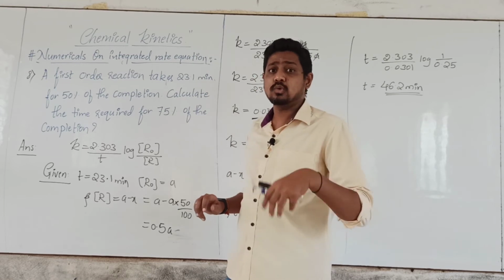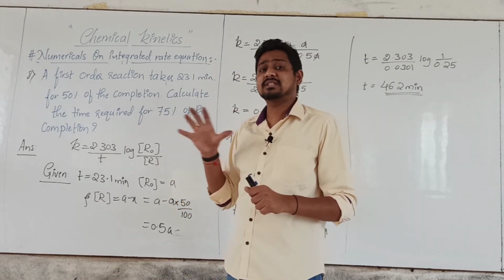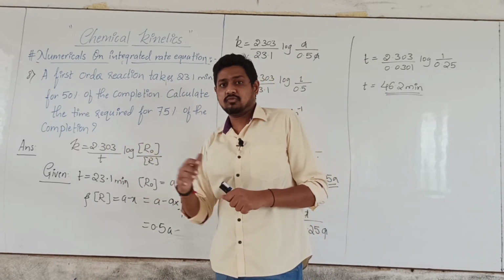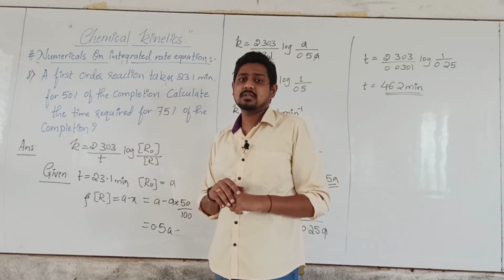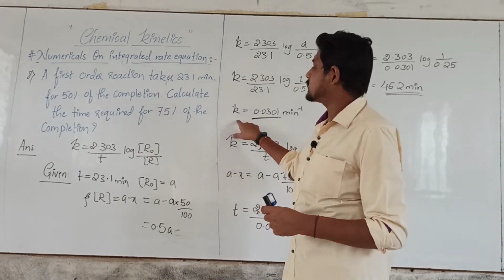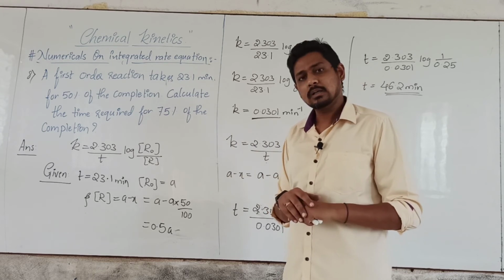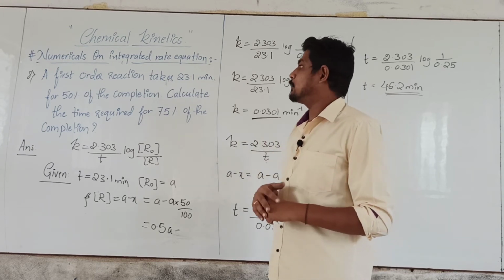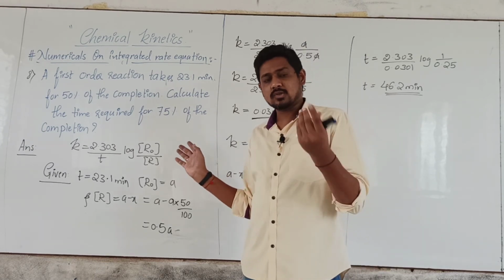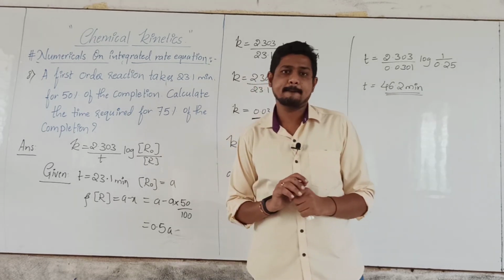First they will give you the time and the completion of the reaction. Then they will ask the time required for a different percentage of completion. So you have to calculate the rate constant first, and once you get it, from there you can calculate the time. I will give you many examples which you can solve on your own. Let us see some more numericals.